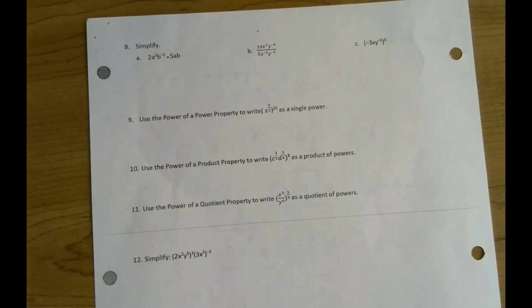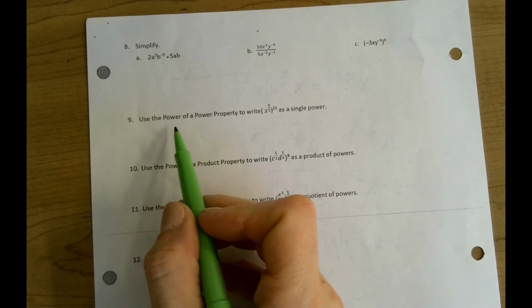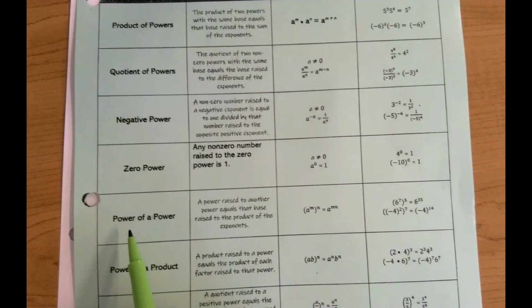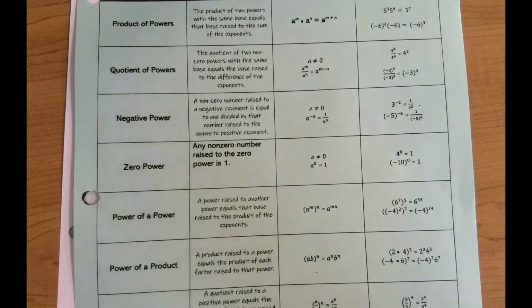All right, welcome back. You should have done all these on your own. So use the key for any I don't go over. I'm going to jump to number 9. Use the power of a power property to write x to the 6/5 to the 25th as a single power. So use your graphic organizer. I see that I have parentheses in between my powers. So what I'm going to do is multiply my powers, m times n.